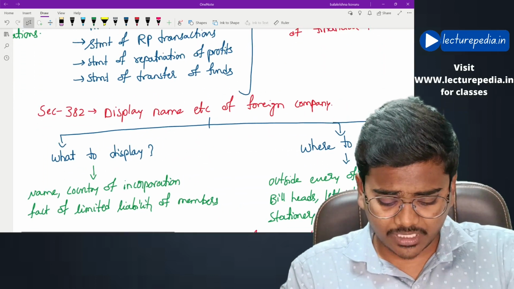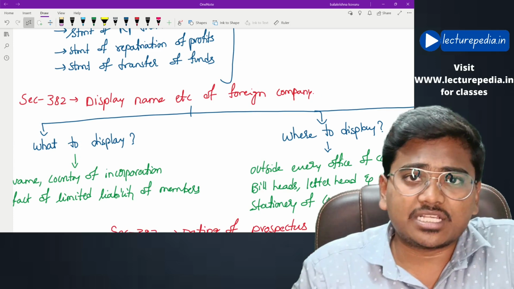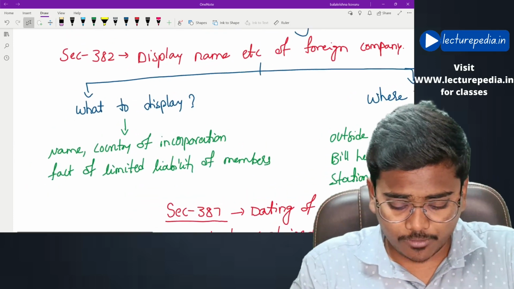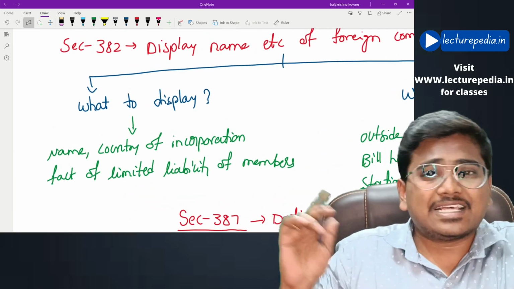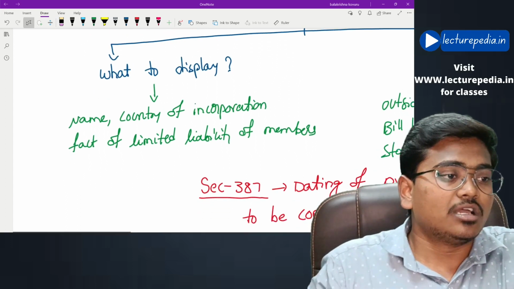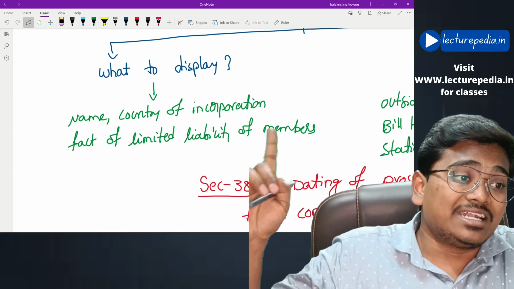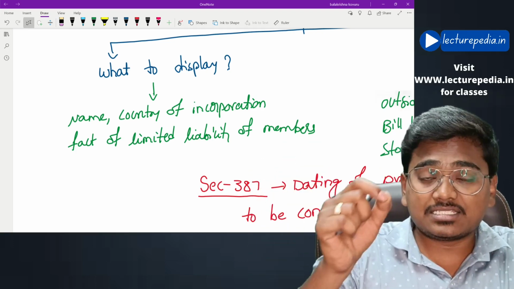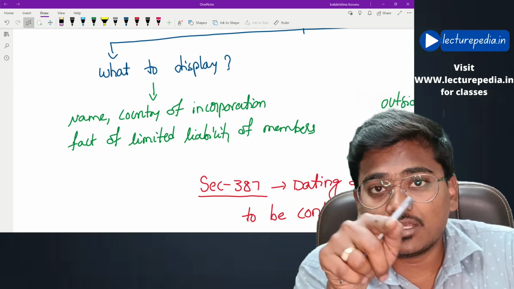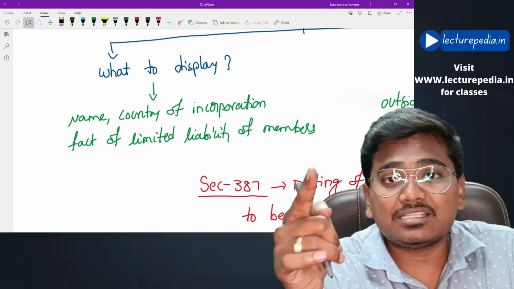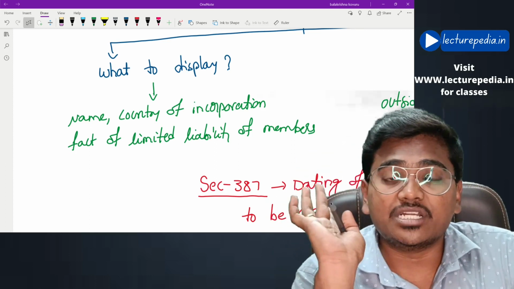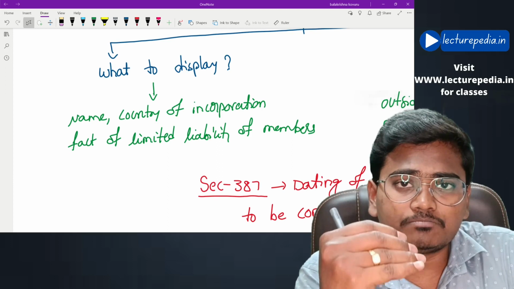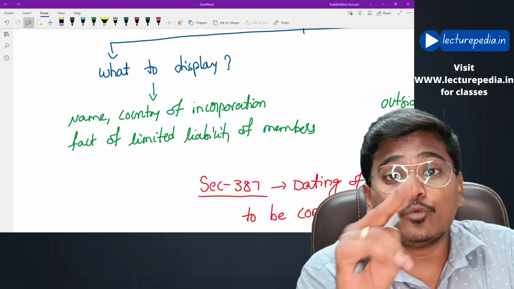Next, section number 382, display of name etc. of the foreign company. First of all, what are the details that have to be displayed? First one, name of the company, country in which the company has been incorporated, and in case the liability of the members is limited, then the fact that the liability of the members is limited must also be displayed. Where does it have to be displayed?